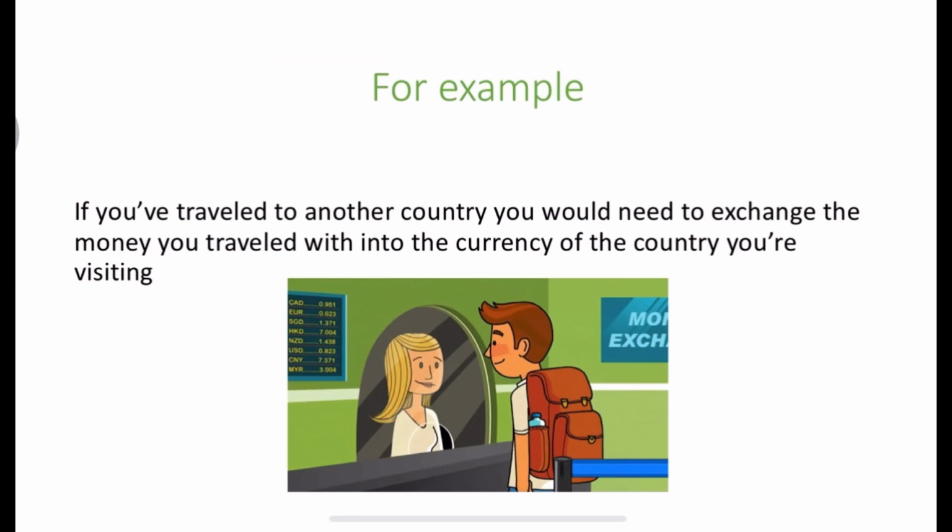For example, if you have traveled to another country, you would need to exchange the money you traveled with into the currency of the country you are visiting. For example, when I visited India, I had to exchange the money I traveled with to the Indian rupee. So I exchanged my dollars to Indian rupees. They took my dollars and they gave me Indian rupees so that I could use that money in the country I was visiting.